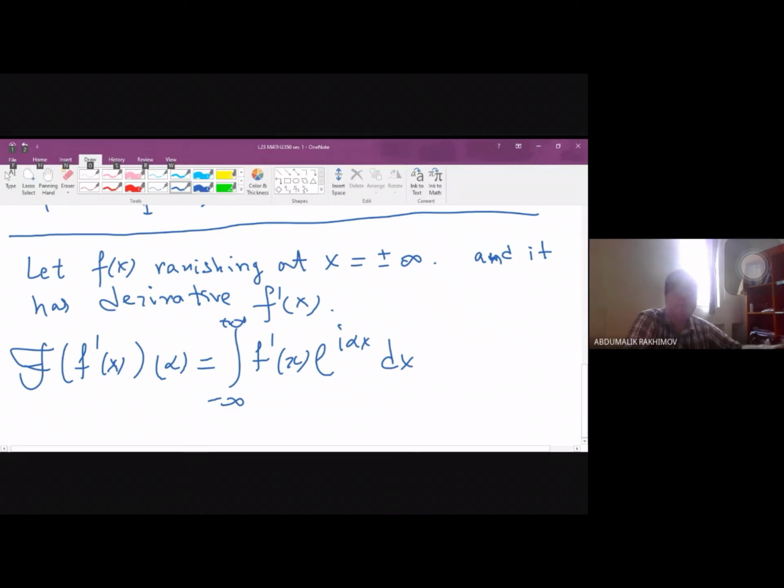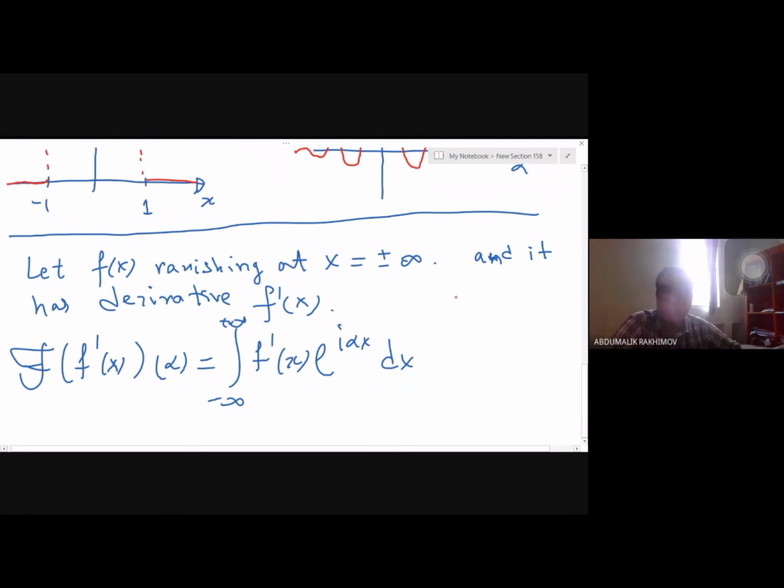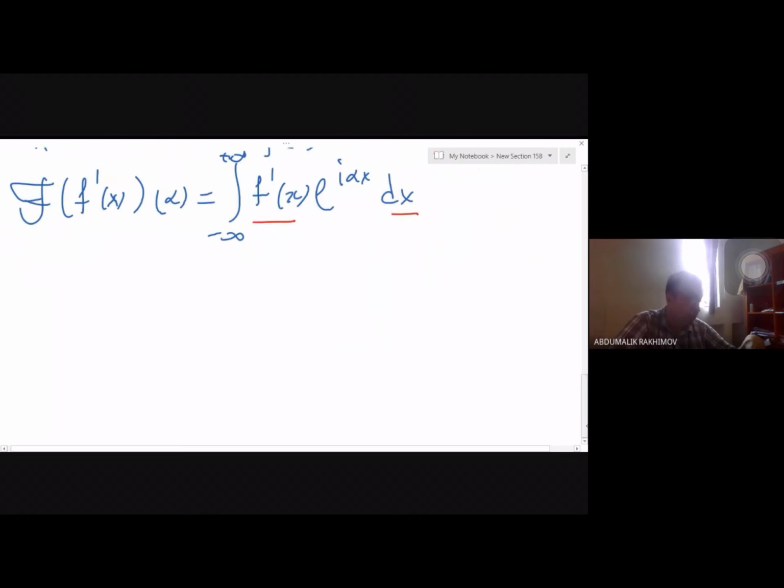So now we use a very simple formula for the differential. What is the differential of the function? df(x) is equal, by definition, the differential is the derivative times dx, right? So derivative times dx is df. So I have derivative dx, this is df(x), right? So now I can write this integral in the form equal exponential iota alpha x df(x).